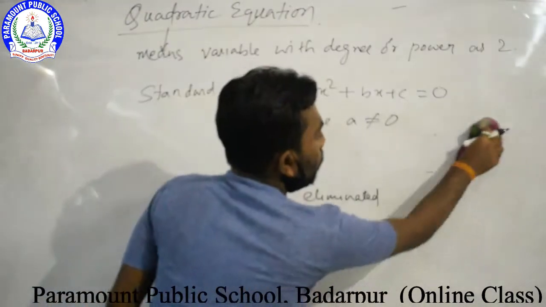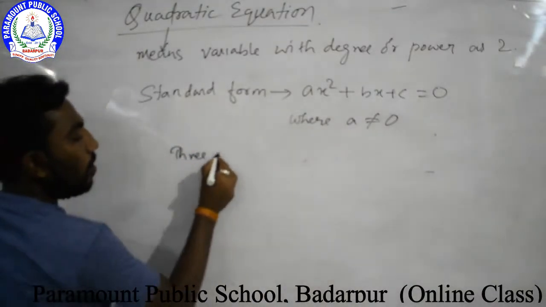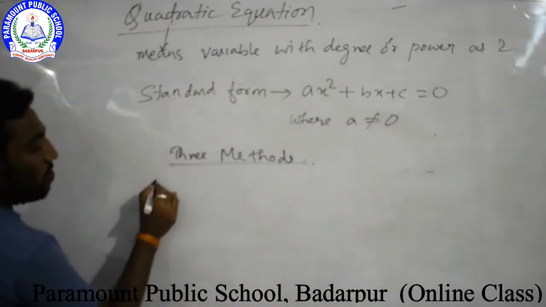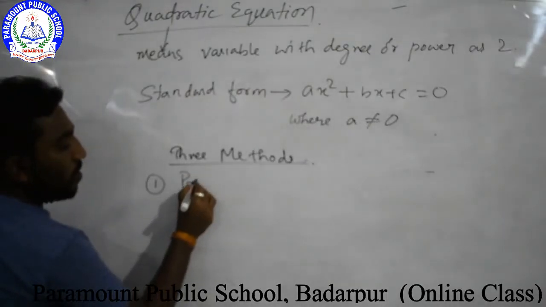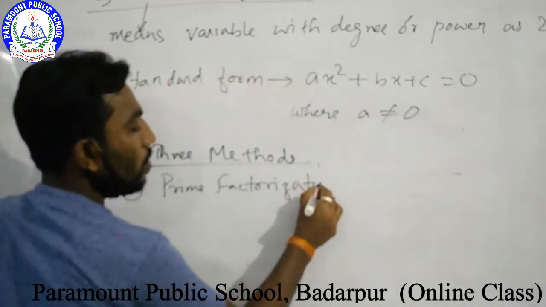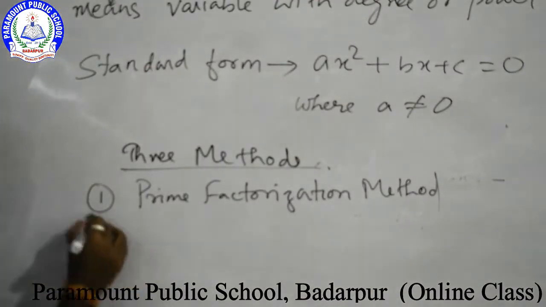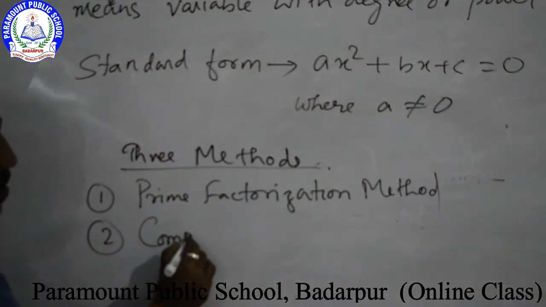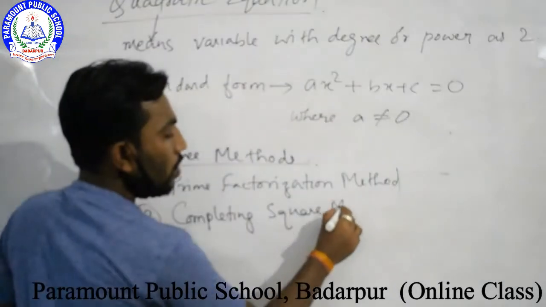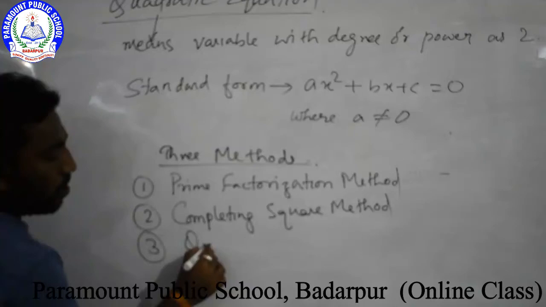To solve the quadratic equation, there are generally 3 methods. The first method is the prime factorization method. Our second method is the completing square method. And our third method is the quadratic formula.